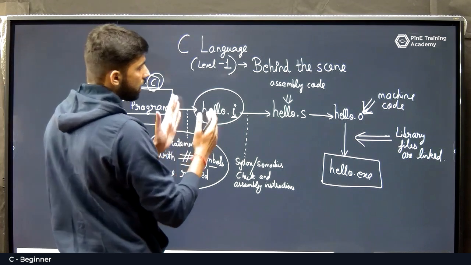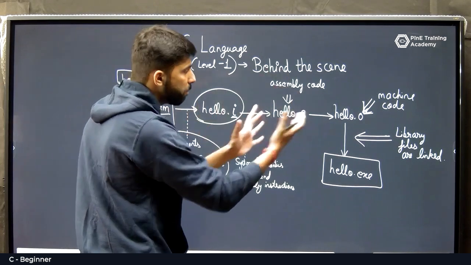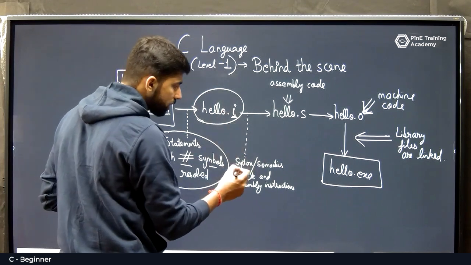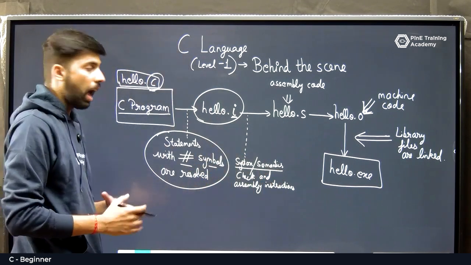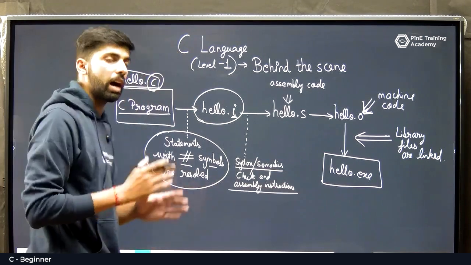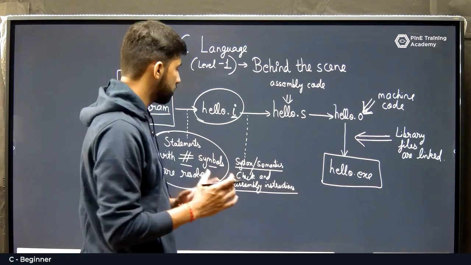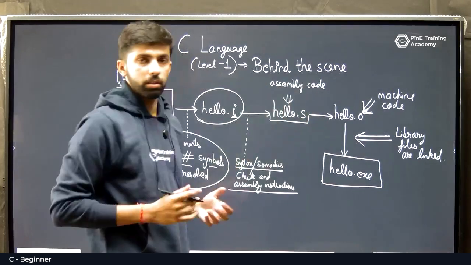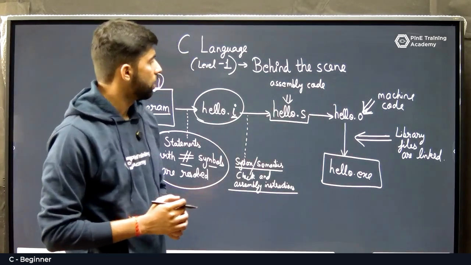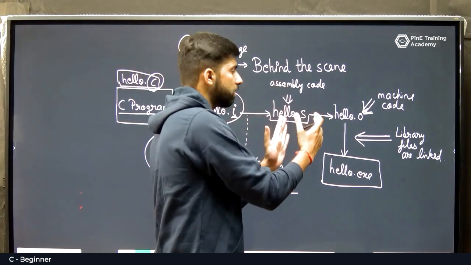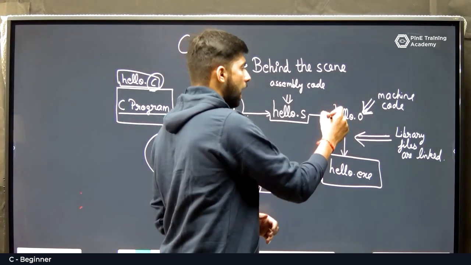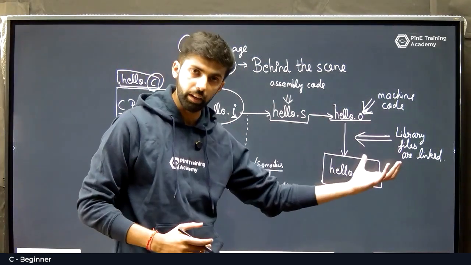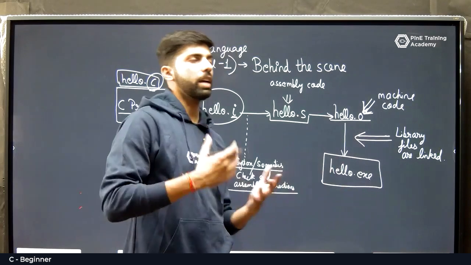From .i, the code is converted to assembly code. All the syntax and semantic checks are done and assembly instructions are generated at this step. So we get a file hello.s which contains our assembly code. This assembly code is converted to machine code and the file is converted into hello.o. It is an object file, a .o file. This is machine code which we can't understand.